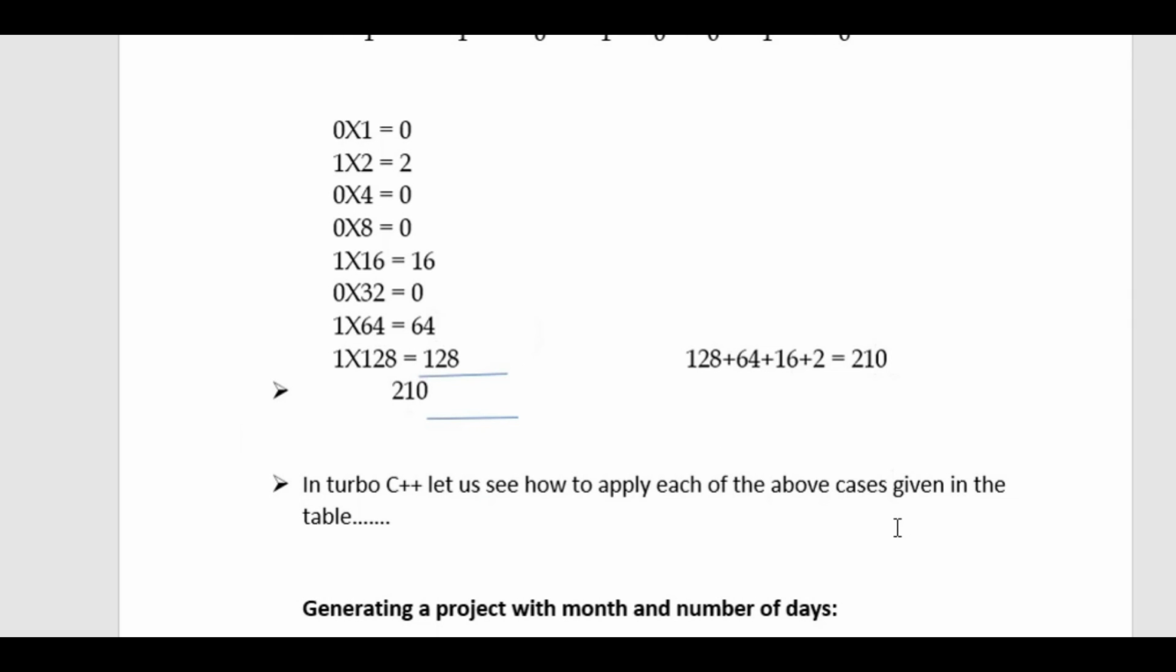In the next video, we'll see how to apply the above cases given in the bitwise operators in a Turbo C++ program.